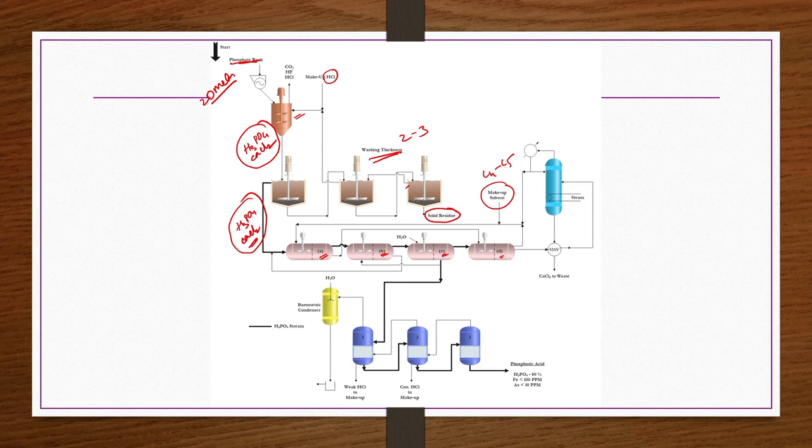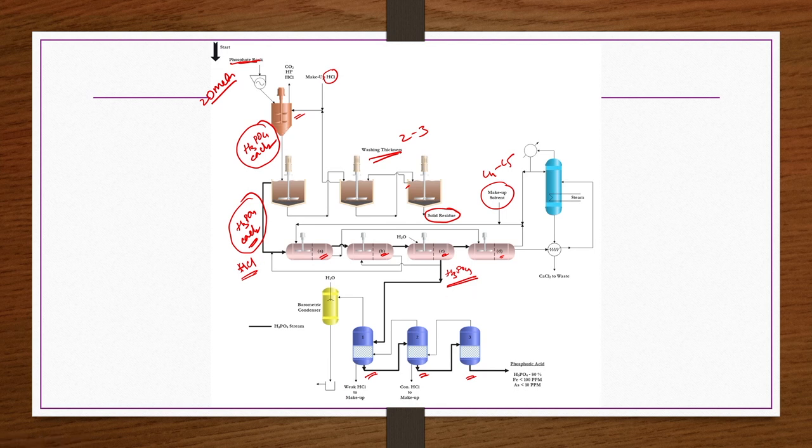From the third extractor, you primarily get almost pure H3PO4 solution as a product, and that is taken to a triple effect evaporator because it may also contain some amount of HCl. We are saying calcium chloride, H3PO4 solution, but some amount of HCl and other impurities may also be there. We all clearly understand that, okay?